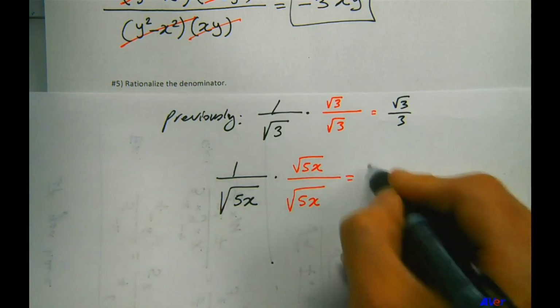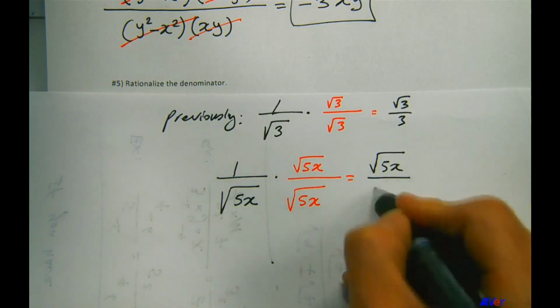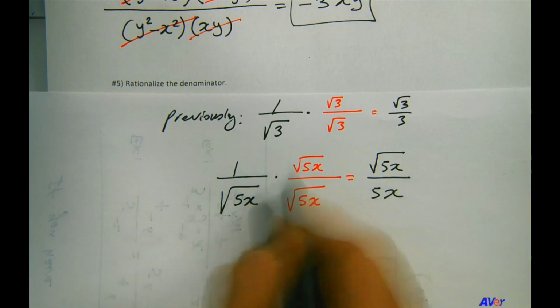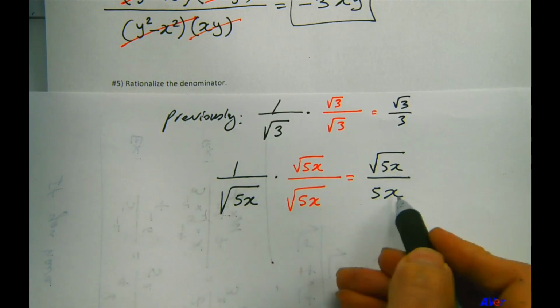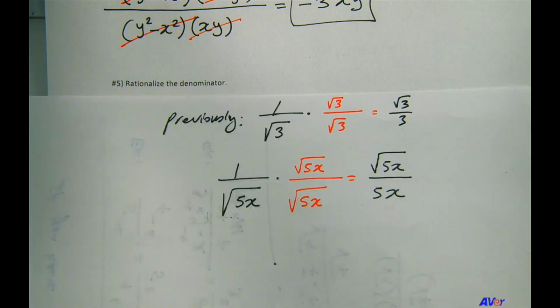And we ended up with square root of 5x over 5x. So the radical expression was gone from the denominator because we were rationalizing the denominator. Sometimes you're asked to rationalize the numerator, but not in the vast majority of cases. You will be asked to rationalize the denominator.